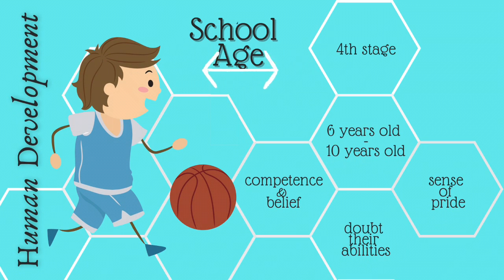Fourth stage is school age, from 6 years old to 10 years old. Children develop a sense of pride in their accomplishments and abilities, competence, and belief in their skills. Those who receive little or no encouragement from others will doubt their abilities to be successful.